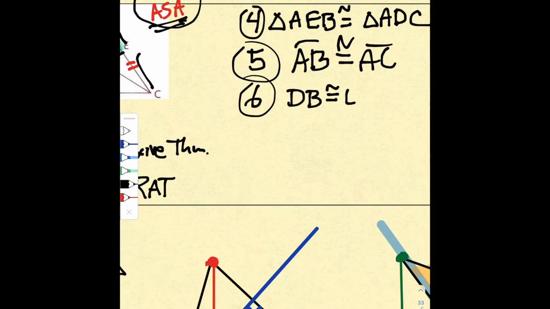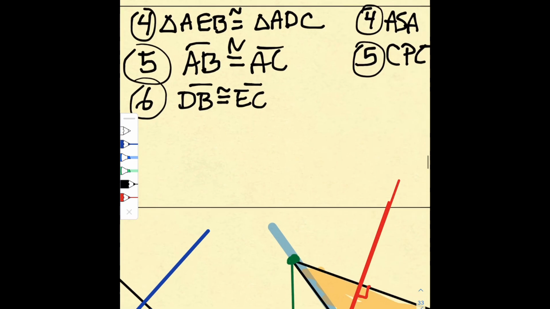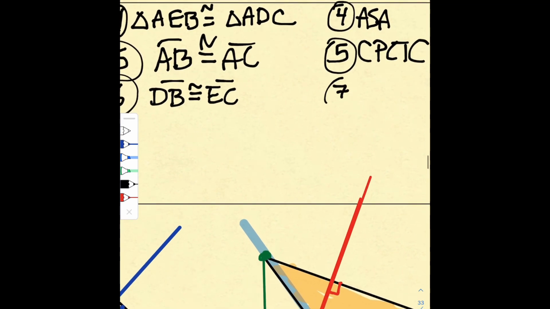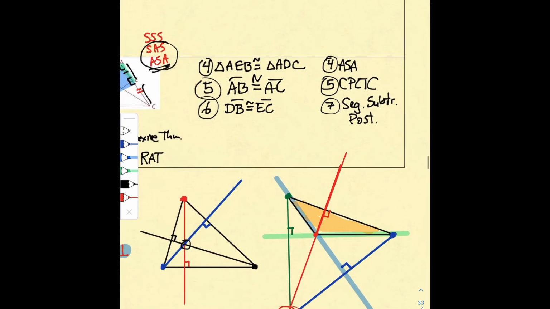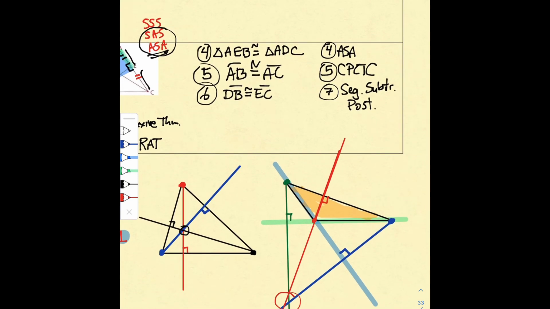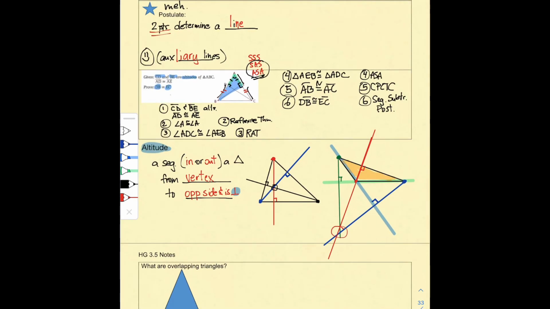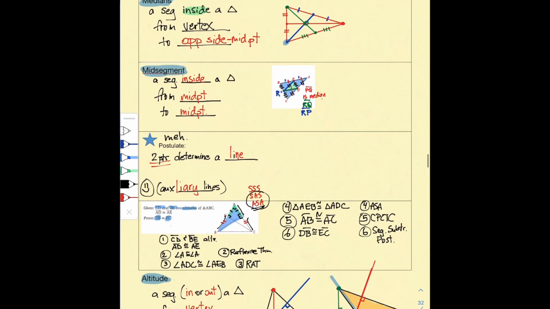So, DB is congruent to EC and this is because of the segment postulate. Whether you call it addition or subtraction, I'm not going to worry about it. I think most kids like it when I say subtraction. But notice addition, adding the opposite, is the same. What did I put as 7 there? It should be a 6. All right, so in 6 steps. Hopefully that wasn't too painful for you and you followed the logic there. Again, these are auxiliary lines. There's 3 of them.